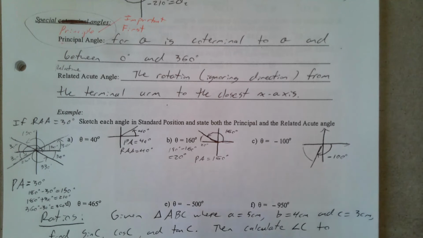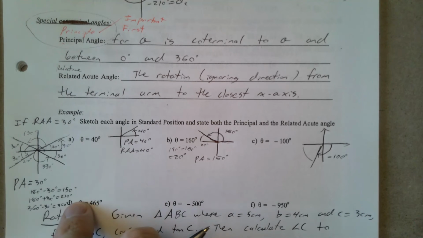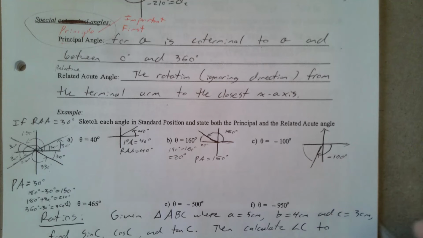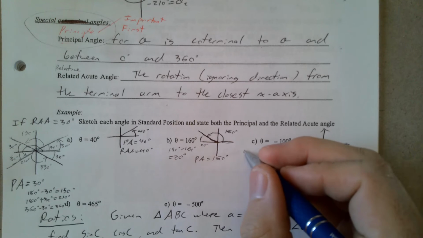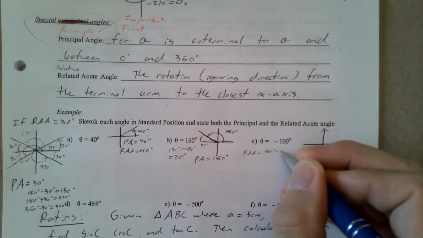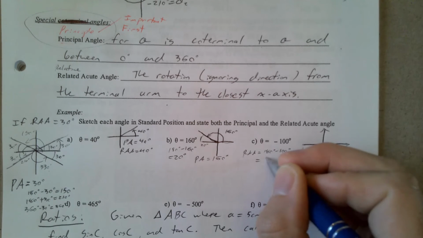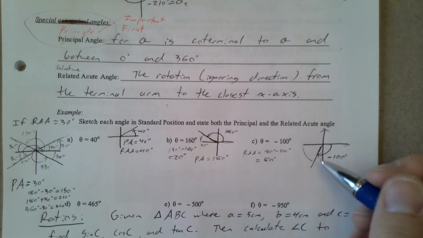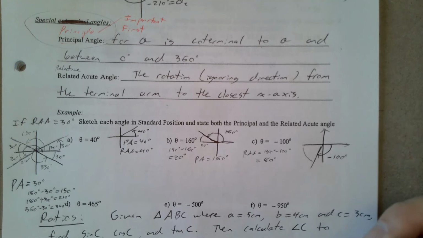I have usually expected students to show where their answers come from. Sometimes students have a hard time actually getting the calculation right here. You can just ignore numbers and say your related acute angle is going to be 180 degrees minus 100 degrees. Okay, don't worry about how to use negative 100 in this question to get the answer.